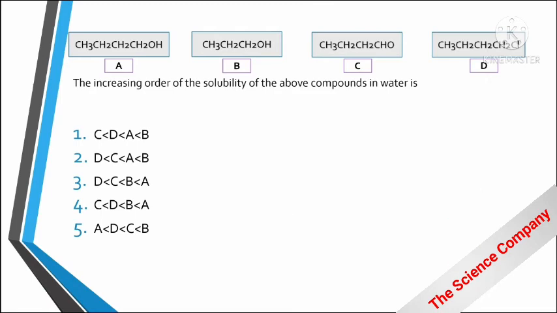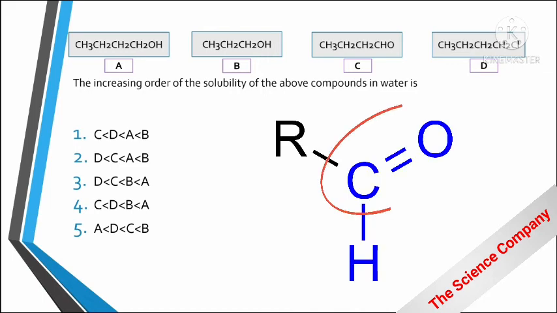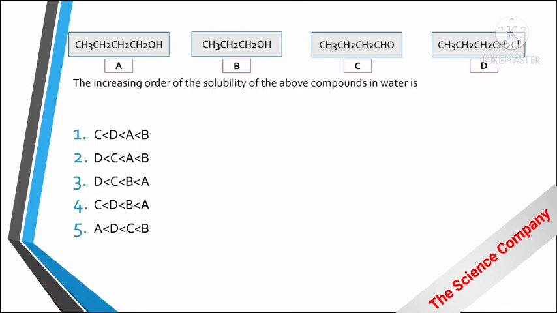And the next thing, C, can also make hydrogen bonds, but C is an aldehyde. It doesn't have a hydrogen atom connected to oxygen. Therefore, it can only act as a hydrogen bond acceptor, not the donor. So it is less polar compared to alcohol. And D is an alkyl chloride, so it cannot make hydrogen bonds. It actually has a weak dipole. So therefore, it doesn't dissolve in water.